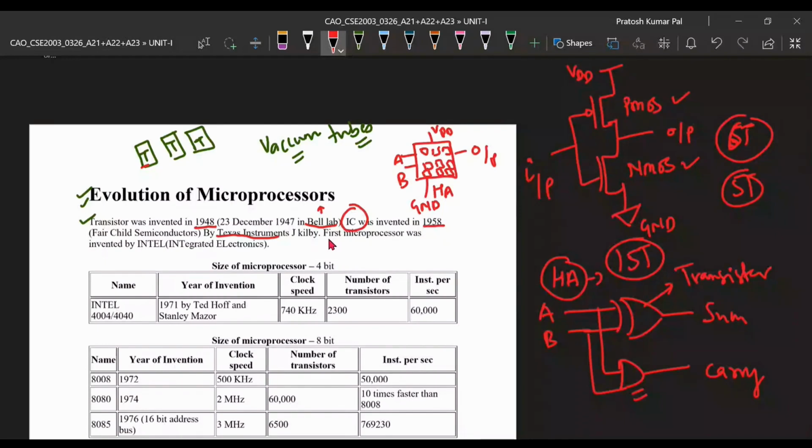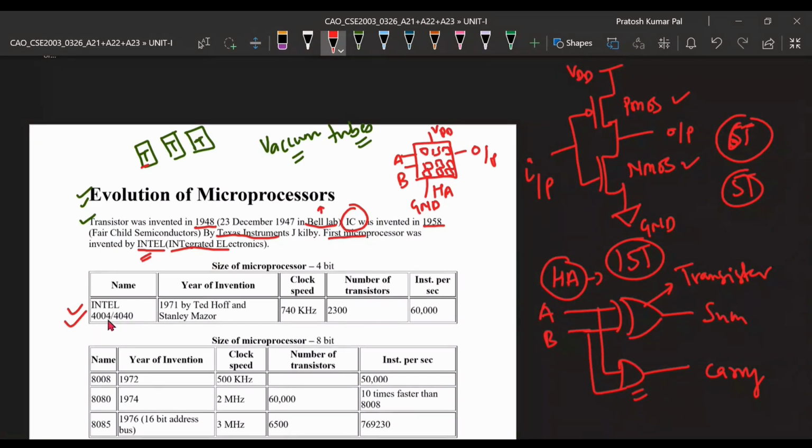After that, the first microprocessor was invented by Intel. The full form of Intel you can consider as integrated electronics. In short form we know it as Intel, and its full form is integrated electronics. Intel was the company that first fabricated a microprocessor. The first microprocessor was invented in 1971 with the name 4004.